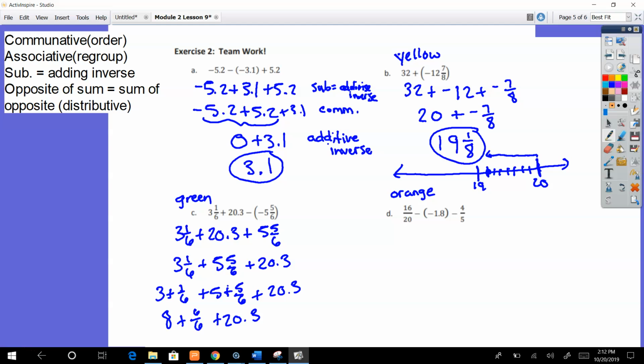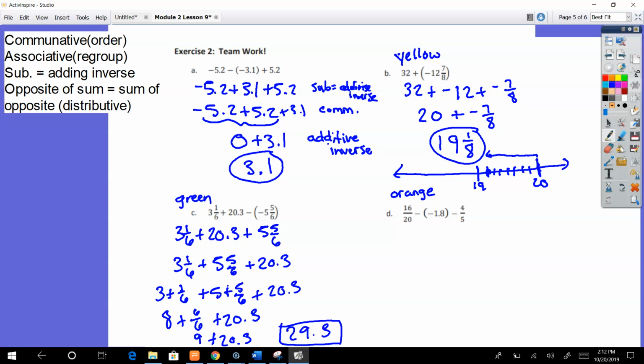And then finally we have 9 together, plus 20.3. And so then remember you line up your decimals, so that gives me 29.3. That's my final answer.